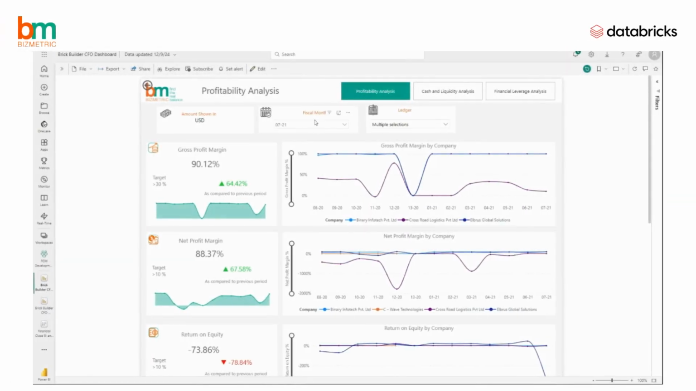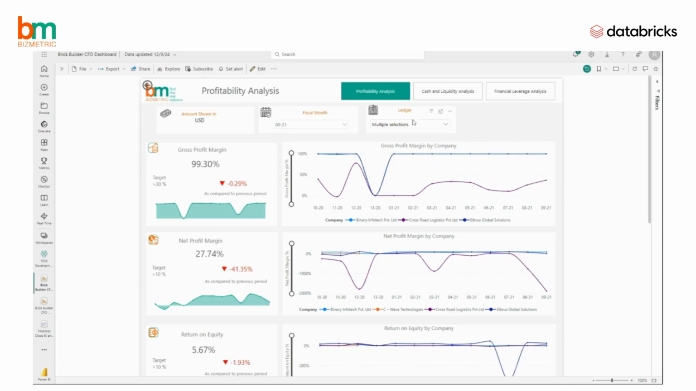The solution provides comprehensive metrics by ledger, company, and other categories, allowing users to change the fiscal month and add additional ledgers as needed. It offers insights into the last 13 fiscal periods, with detailed and high-level summaries presented through intuitive tooltips available across all reports.